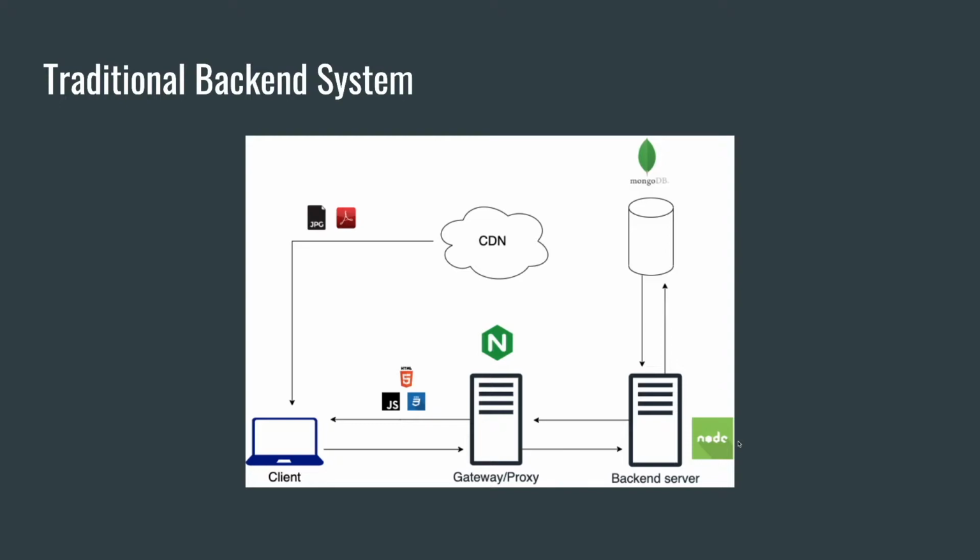This is a traditional backend system that I used to work on 3 or 4 years ago. On the left-hand side, I have a client that sends a request to the server, which goes through a gateway and proxy. I normally use Nginx. Then the request comes to the backend server, which is run by Node.js in this example. The system has a database, which is MongoDB. The static files such as images and PDF files are served via a CDN.